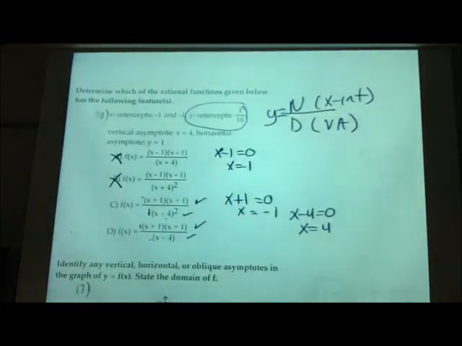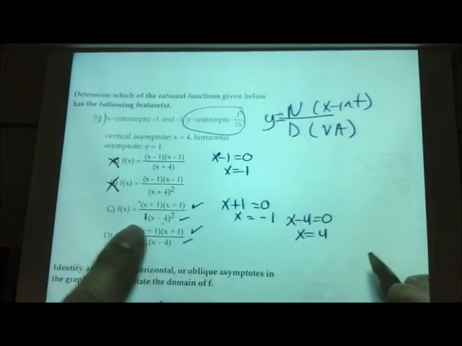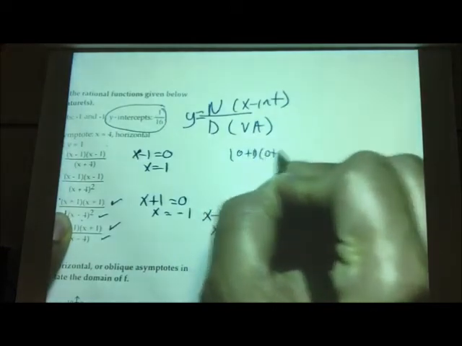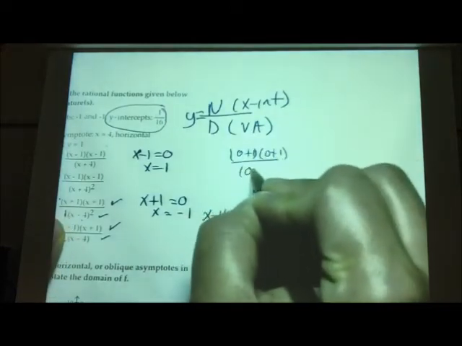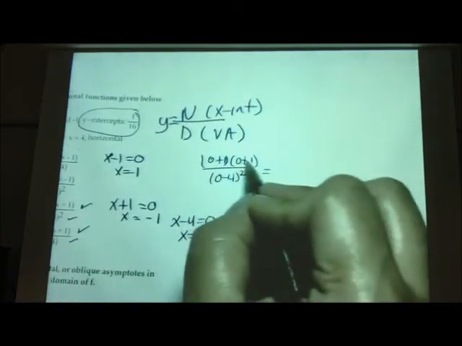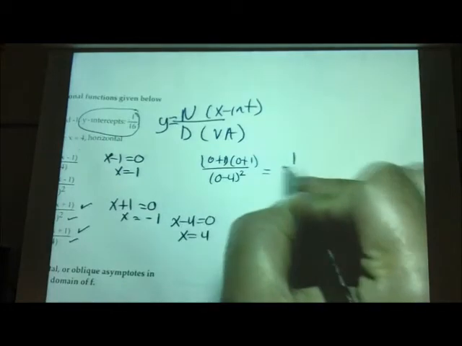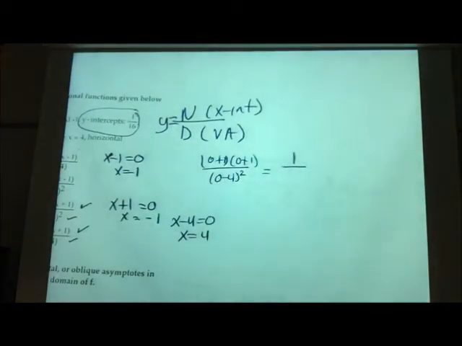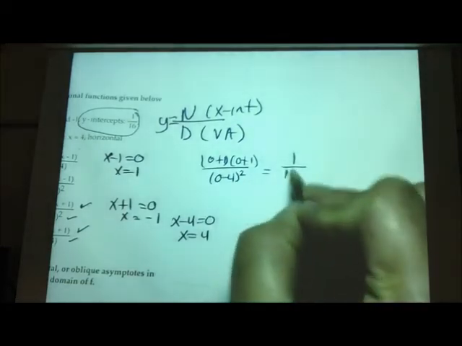It's figuring out which one has a y-intercept of 1 over 16. So remember, how do you find your y-intercepts? Let your x's be 0. So when I do the top one, I have 0 plus 1 over 0 minus 4 squared. So 0 plus 1 is 1, and 0 plus 1 is 1, and 1 times 1 is 1. 0 minus 4 is a negative 4, and 4 squared is a 16.